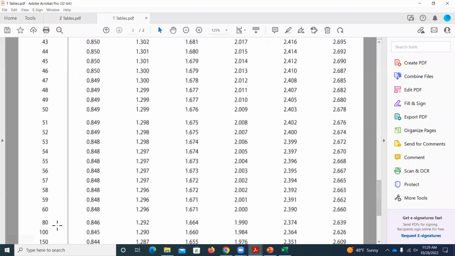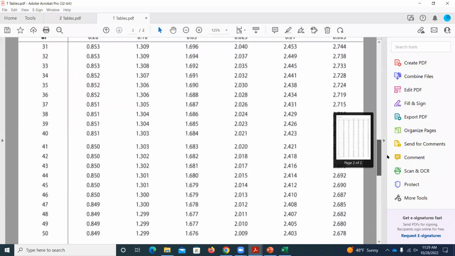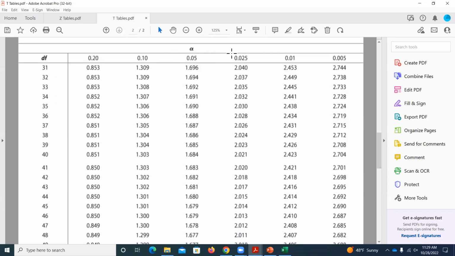Scroll down here. My degrees of freedom, remember that's what's kind of my row headings there. We had that was 80, right? Now this is where having this in front of you helps because I've got to scroll up now to see, okay, what was the desired area we wanted in each tail? 0.025.